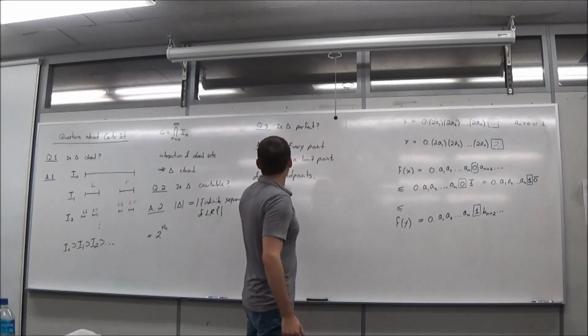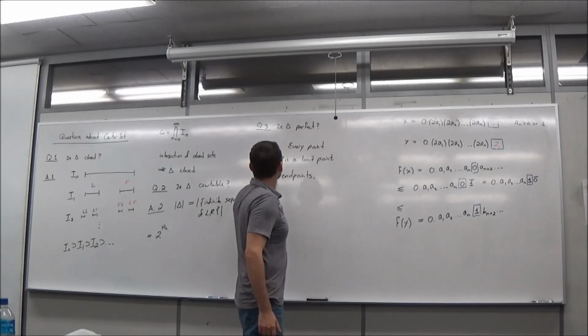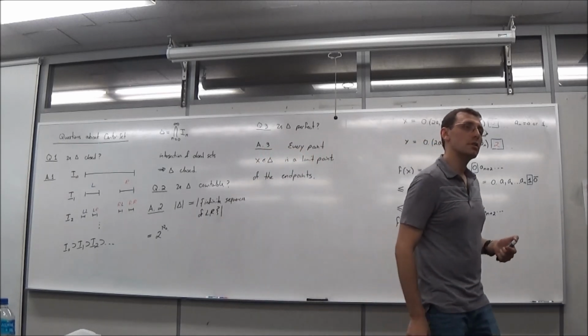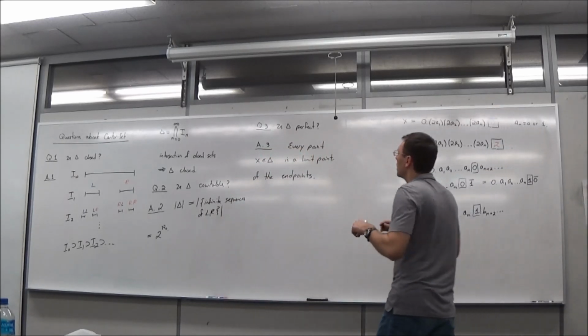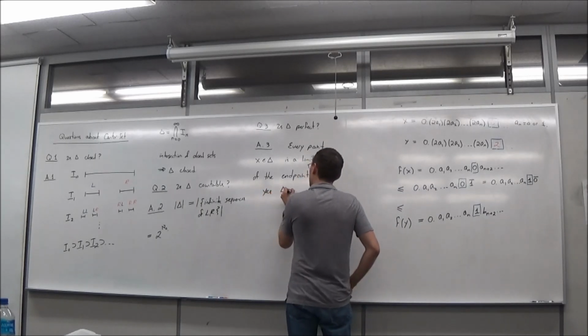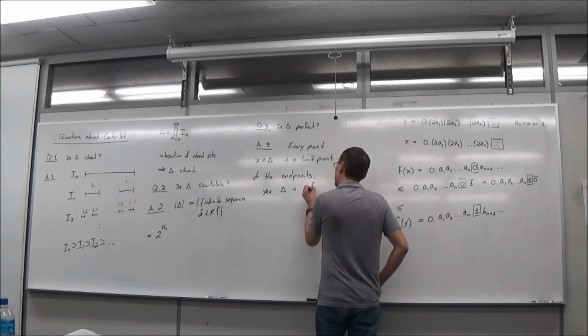So regardless, I hope I explained to you that every point that belongs to the Delta is a limit point of the endpoints of the intervals. So it is perfect. Yes, Delta is perfect.